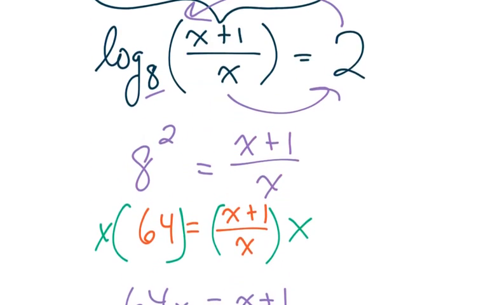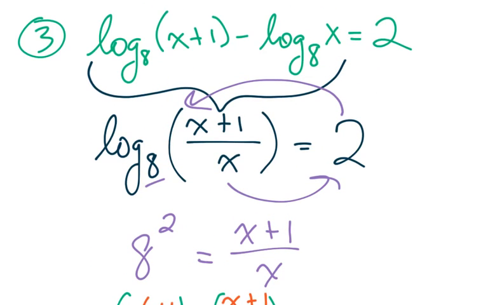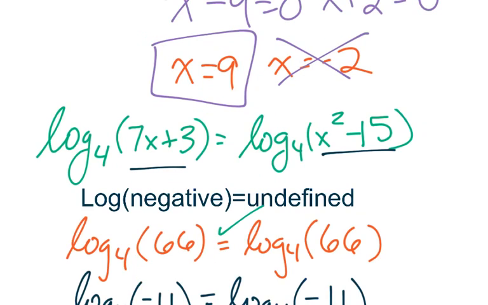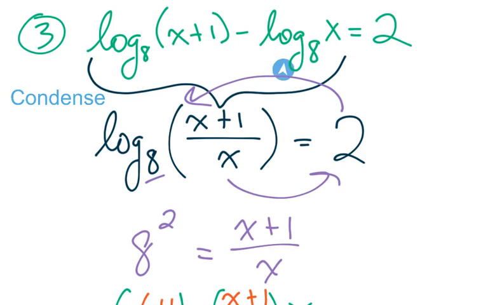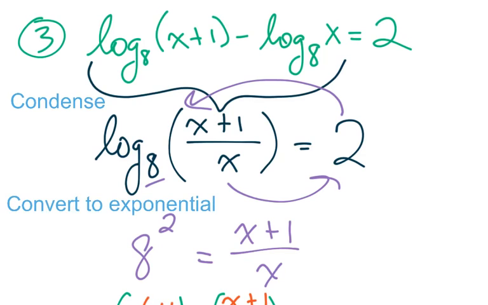So our process here was, if you have two logs, but you're not equal to 0, and you can't make it log equals log, like the problem we had before, we had to condense these two logs into one, and then convert it to an exponential equation.